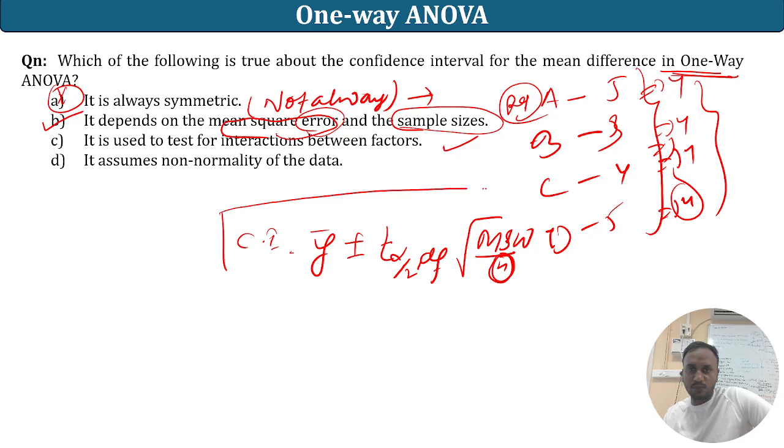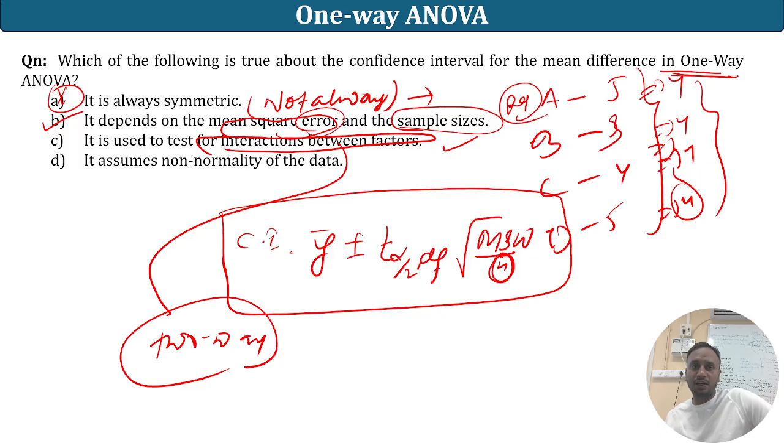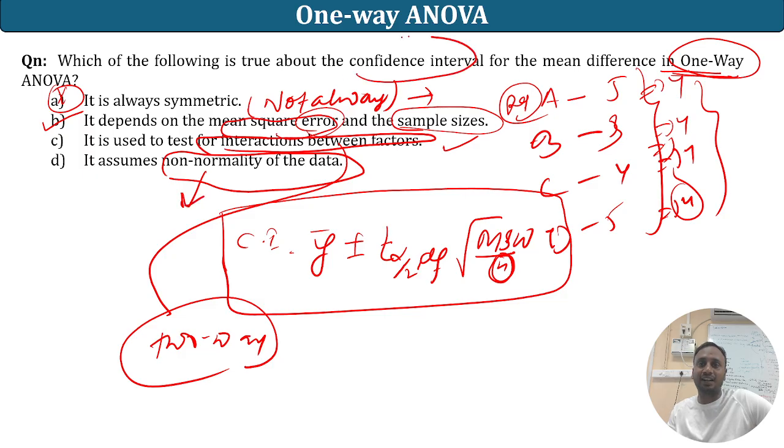This is something that I spoke about in the lecture. It is a test used for the interaction, not the confidence interval. Again I'm saying this is going to be two-way ANOVA, which will come into the picture in the later part. So this is not related to one-way. It assumes non-normality? No, that would violate one-way ANOVA. This context is not explaining the confidence interval. So for this question, we have the answer B.